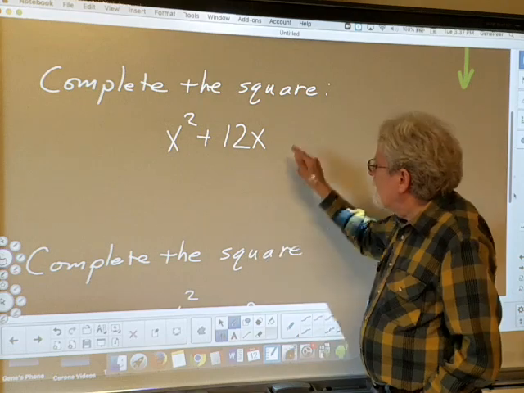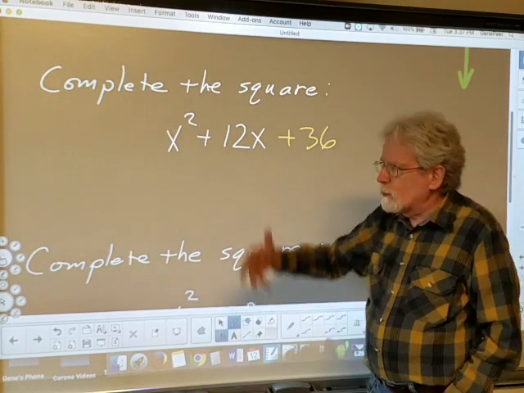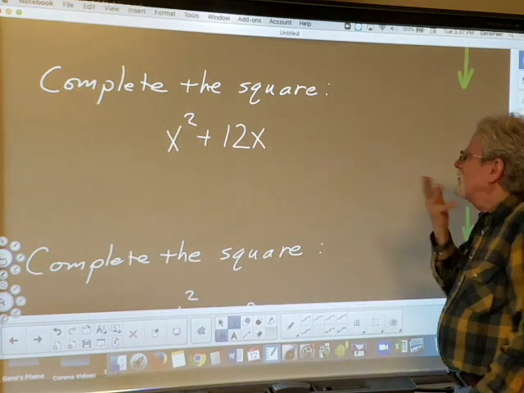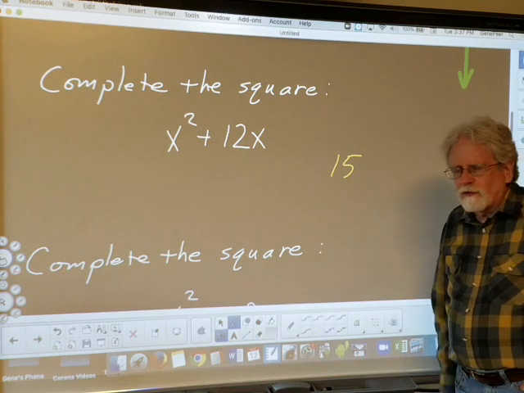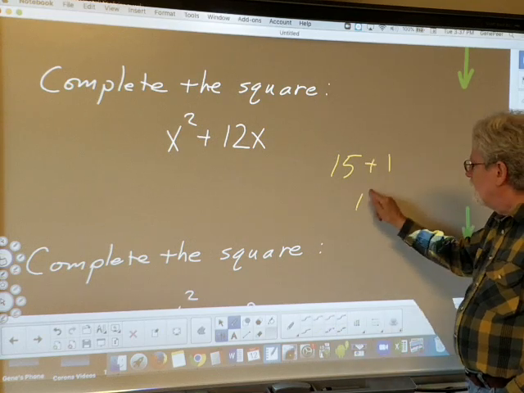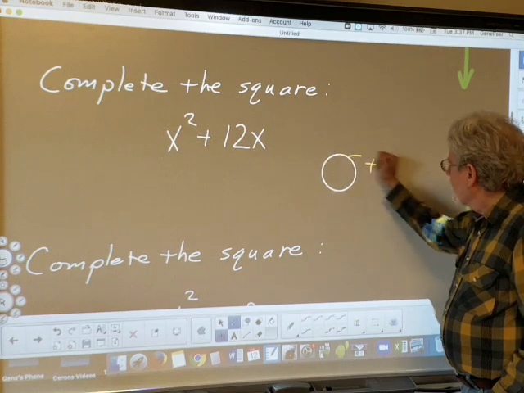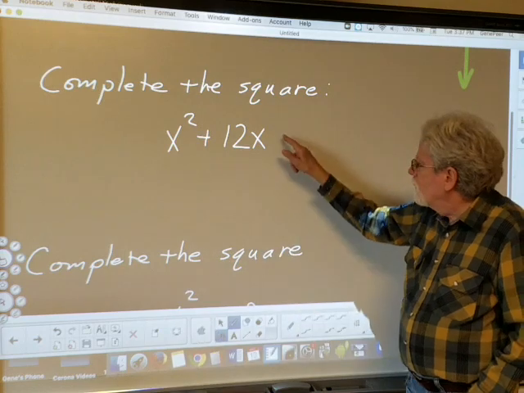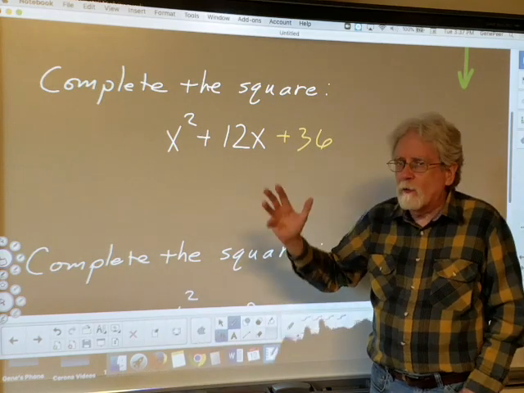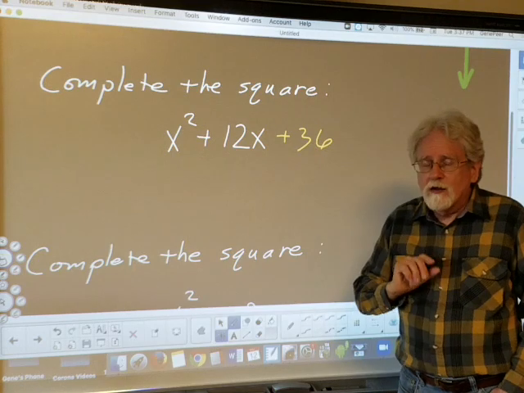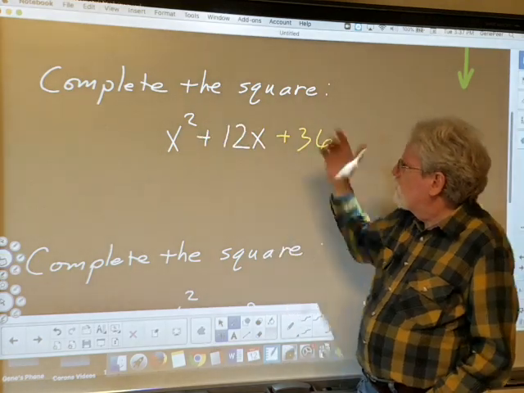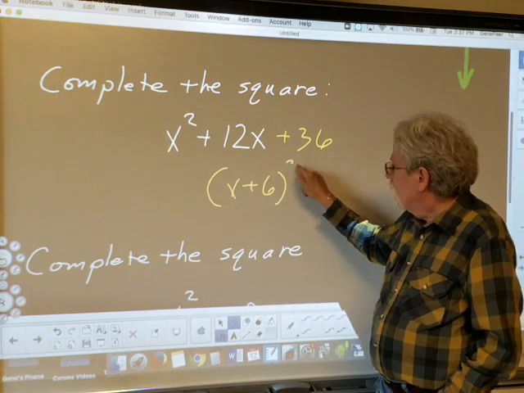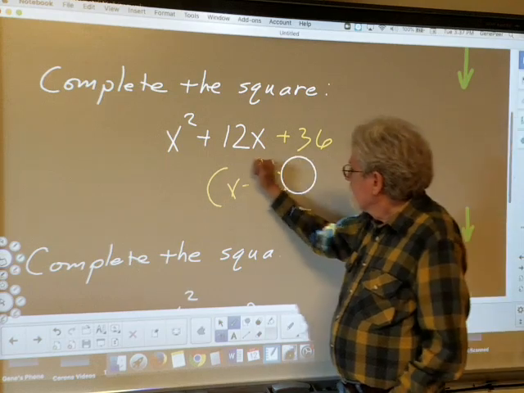Now, I am not claiming that this is equal to the original. No, it's not. It's like saying, okay, I got 15. Let's make that into a square. Let's complete the square. How about if we add 1 to it? Okay, now it's a square. What do I add to this to make it a square? Half of 12 being 6, 6 squared is 36. If I add 36, it's not what it used to be, but I have completed the square. I have made it into a square when before it was not. Now it is. X plus 6 squared.